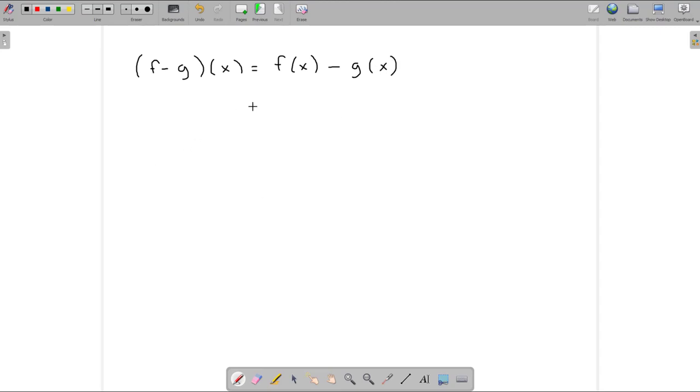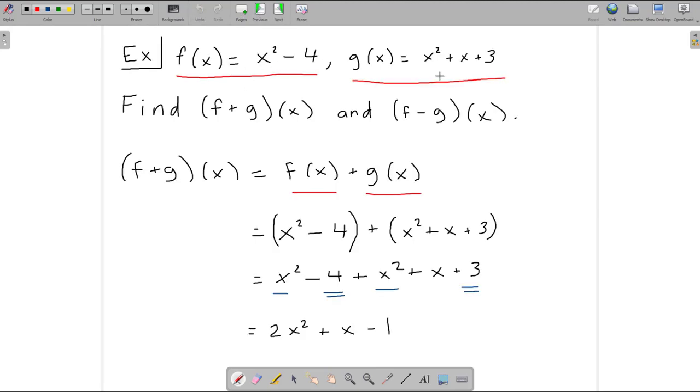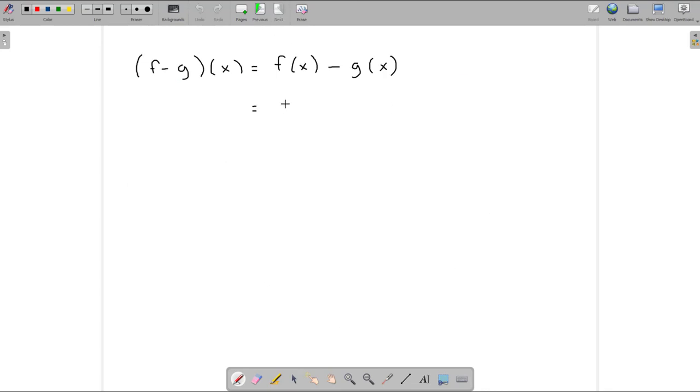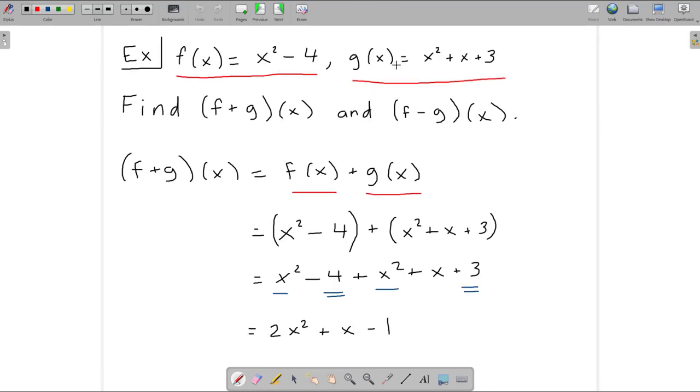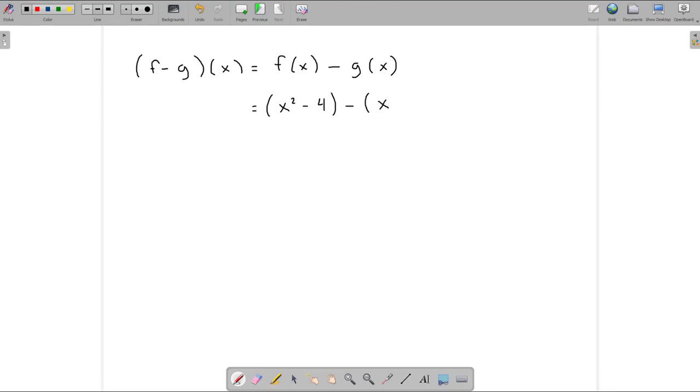And so, again, I just want to plug in what I have. So my f of x was x squared minus 4. We'll throw on parentheses again. It is important here because we're subtracting. Minus my g of x, which was x squared plus x plus 3.